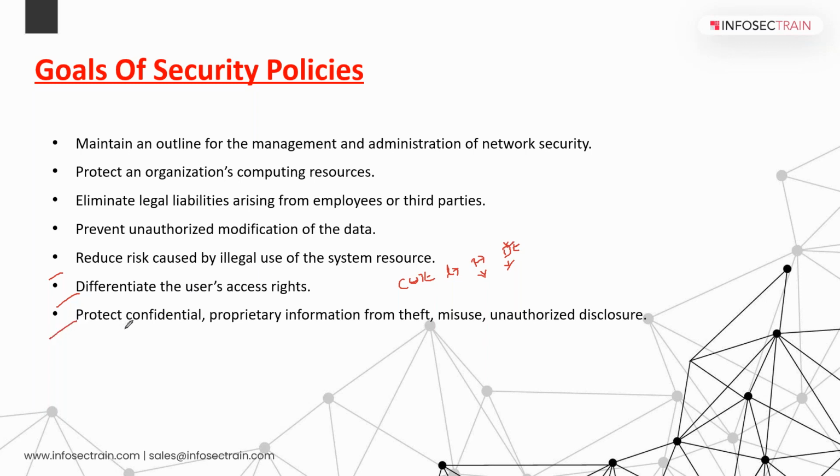Along with that, protect confidential and proprietary information from theft, from misuse, or from unauthorized disclosure. Whatever data has been sent, that data should be protected. If you're sending anything inside an organization to other employees, that data should be sent internally through a private network. What if an attacker is sitting in the network? He can simply have access to it, isn't it?